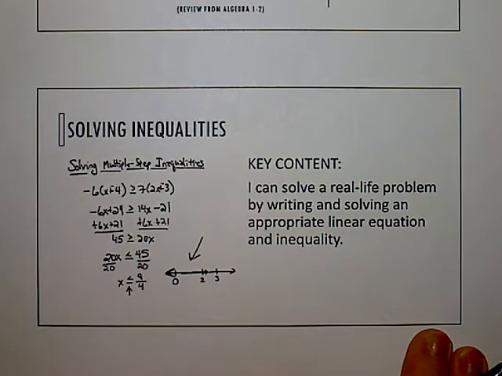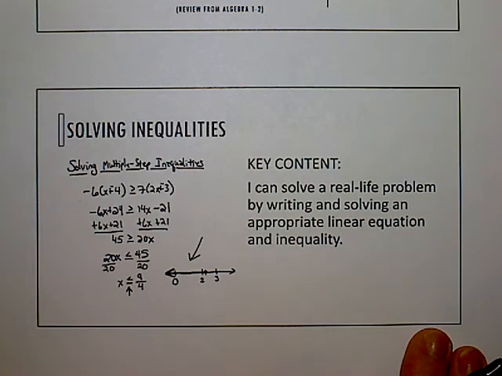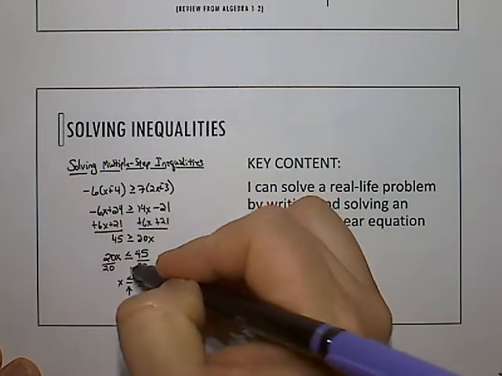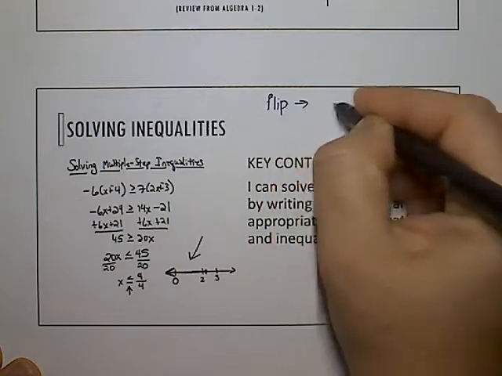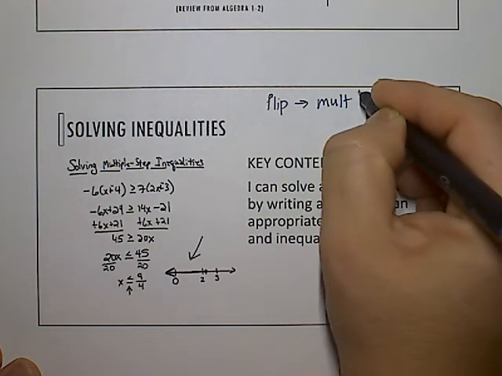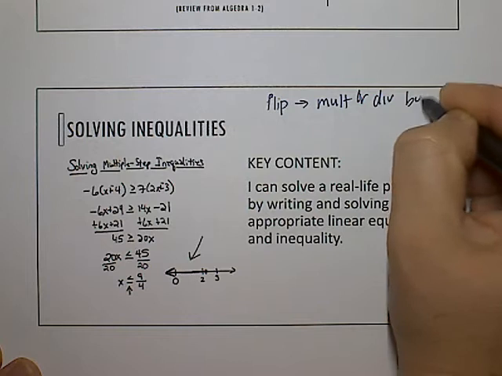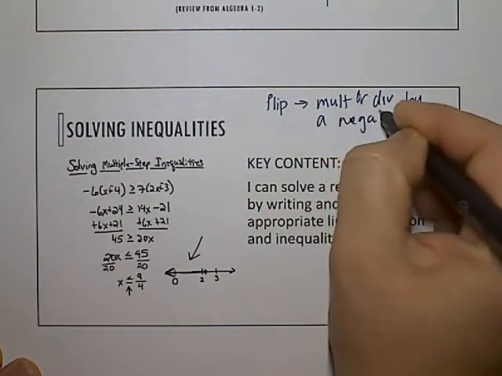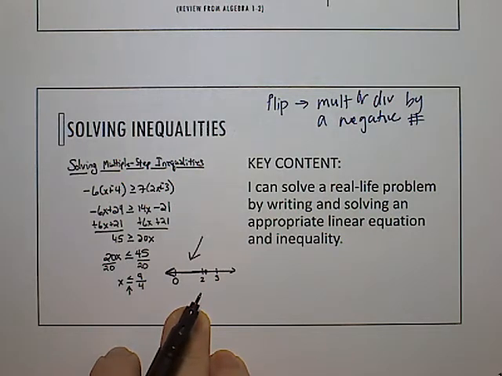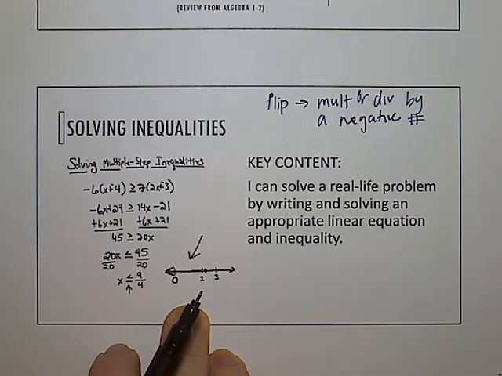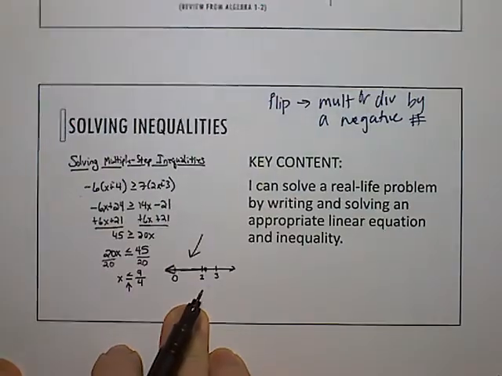And then we're going to apply what we learned into word problems, real life problems, to see can we write an inequality and solve it. There's three things you need to remember, three basic concepts. One, do you flip an inequality symbol? You flip the symbol whenever you multiply or divide by a negative. Whenever you multiply or divide by a negative number, you're going to flip the inequality symbol. Okay?